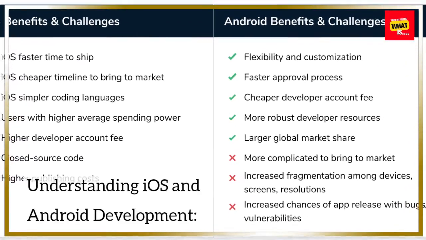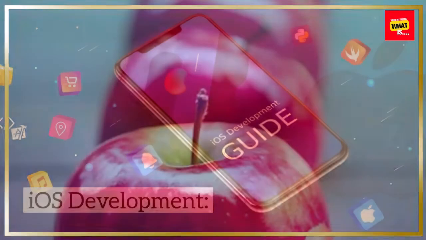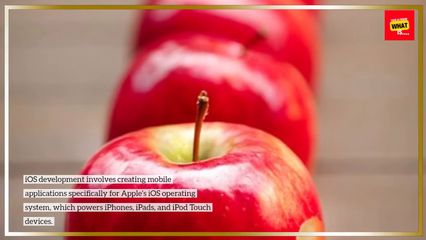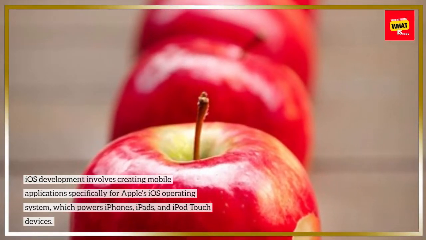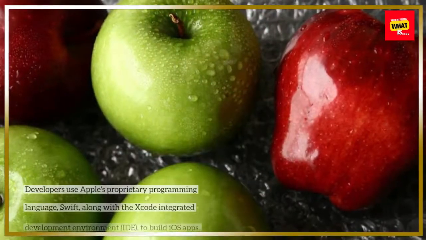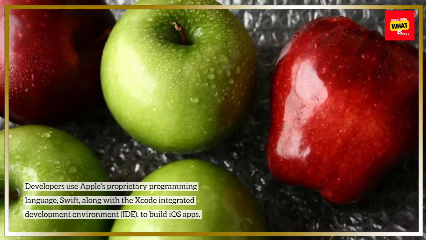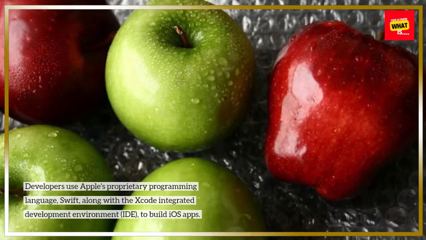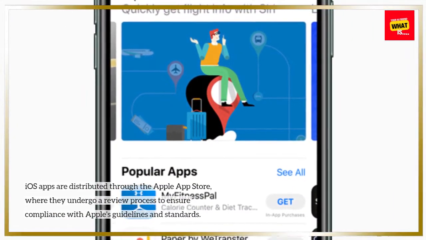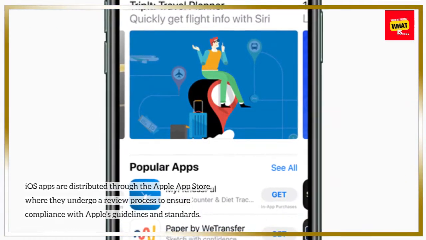Understanding iOS and Android development. iOS development. iOS development involves creating mobile applications specifically for Apple's iOS operating system, which powers iPhones, iPads, and iPod Touch devices. Developers use Apple's proprietary programming language, Swift, along with the Xcode Integrated Development Environment, IDE, to build iOS apps. iOS apps are distributed through the Apple App Store, where they undergo a review process to ensure compliance with Apple's guidelines and standards.